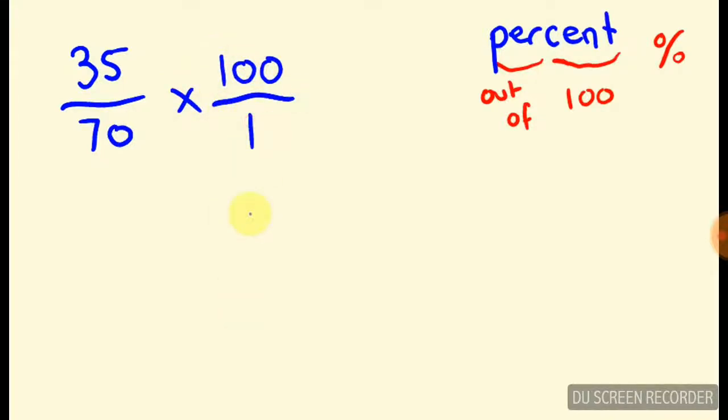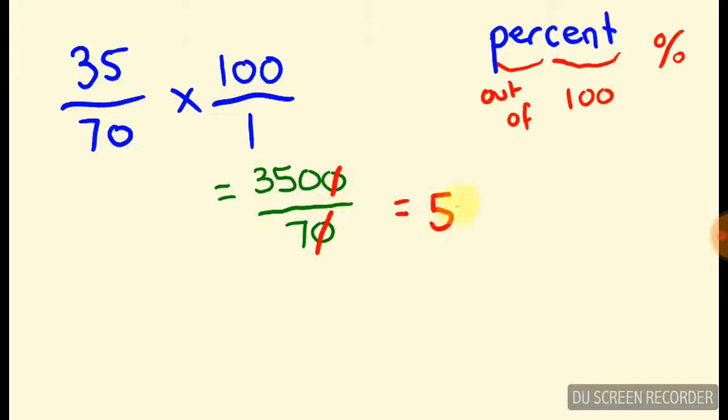So we times it by 100 over 1. What does this equal? This equals 35 times 100 is 3,500 divided by 70 times 1. So 70 times 1 is 70. And we can cancel these zeros out. So 0, 0. And the number 7 goes into both of these. It goes into, actually, well, that will tell us what our answer is, won't it? 7 goes into 350 50 times. Okay? Our answer is 50%.